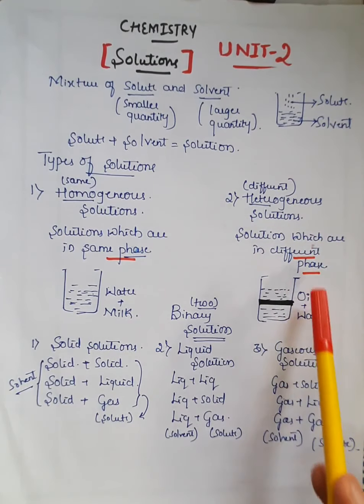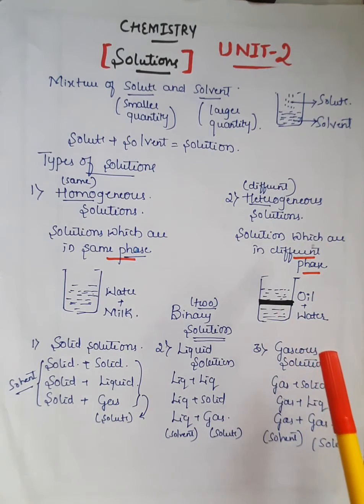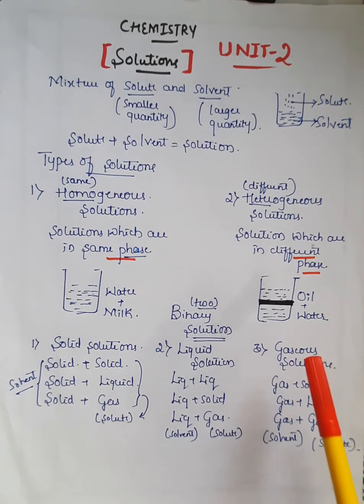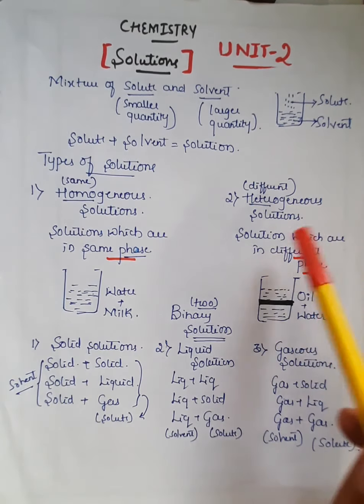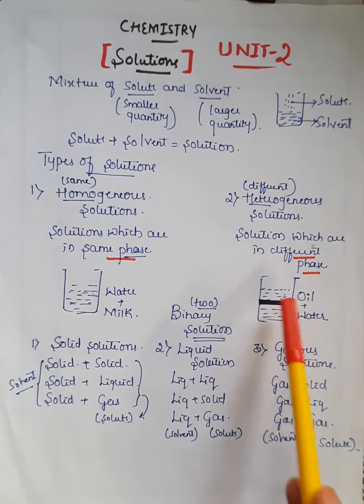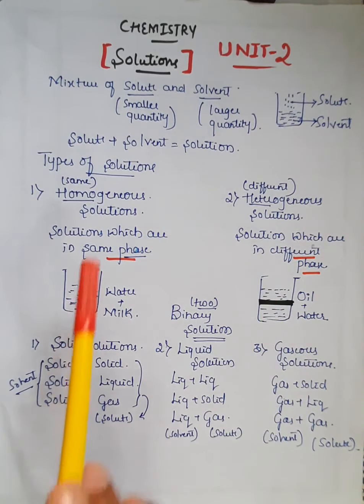For example, if you add oil and water, generally oil will be present on the surface of water. Oil will not completely mix with water because these both are heterogeneous, which means they are in different phases. The same line of demarcation cannot be observed in the case of homogeneous.